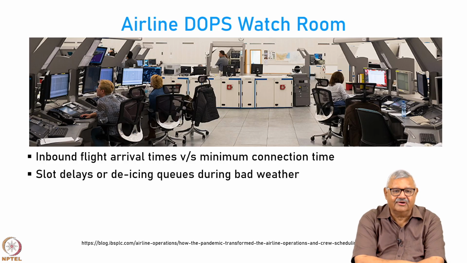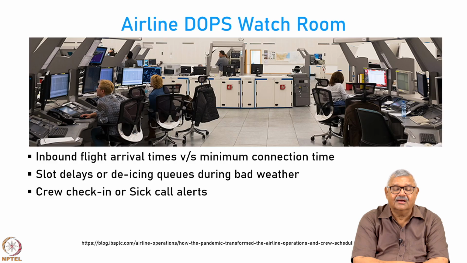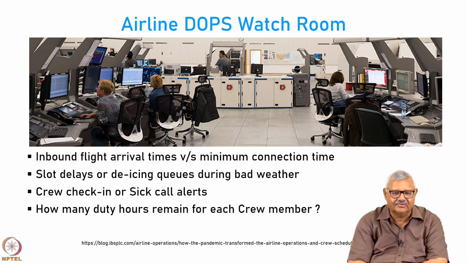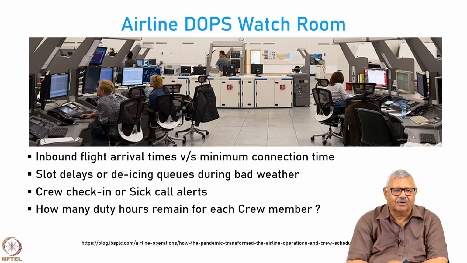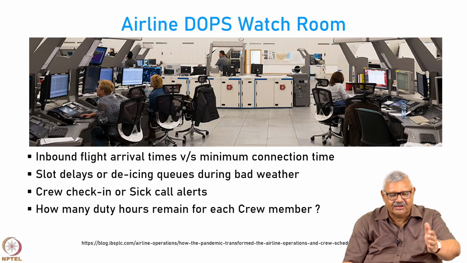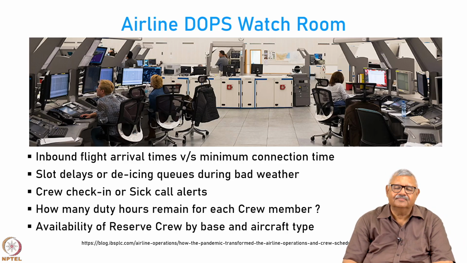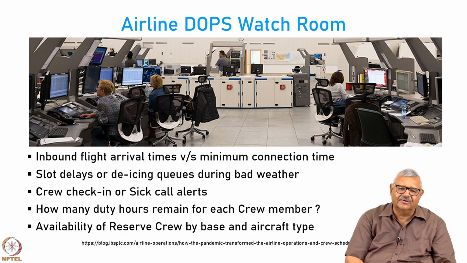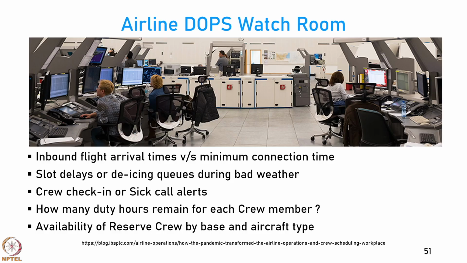Then slot delays or de-icing queues during bad weather, so they keep monitoring what is happening. They are constantly on the alert for any crew check-in or sick call alerts from the crew members. Then they also keep track of how many duty hours are remaining for each crew member, because when they exceed the duty hours, you can't use them. They have to go for mandatory rest. And then they also keep track of the reserve crew members available by base, that is which city they are from, and the aircraft type. So it's a 24/7 constantly monitored station by a typical large airline.